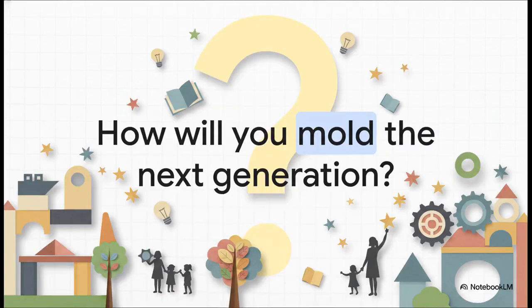Which leads us to our final thought. Knowing this intricate blueprint of development, how will you use this knowledge to mold the next generation? Because understanding a child's unique traits today gives us the extraordinary power to purposefully mold who they will become tomorrow. By recognizing these universal rules, we can all step up and become better architects of their future.